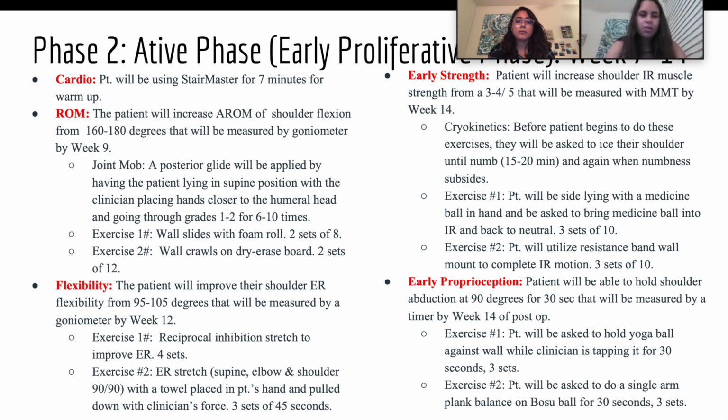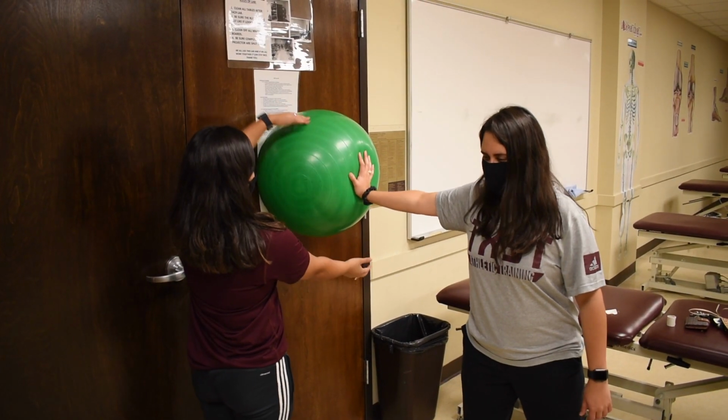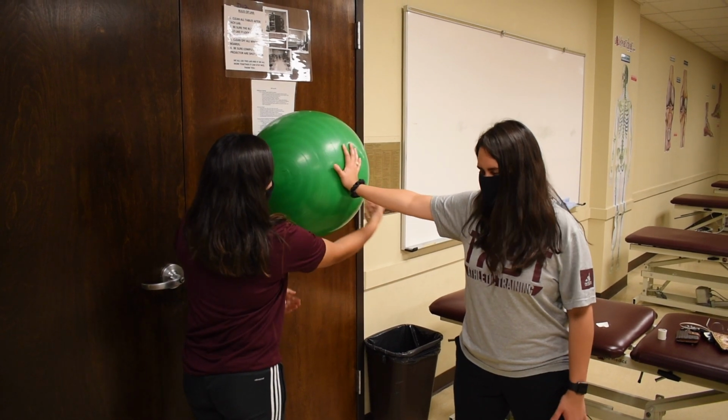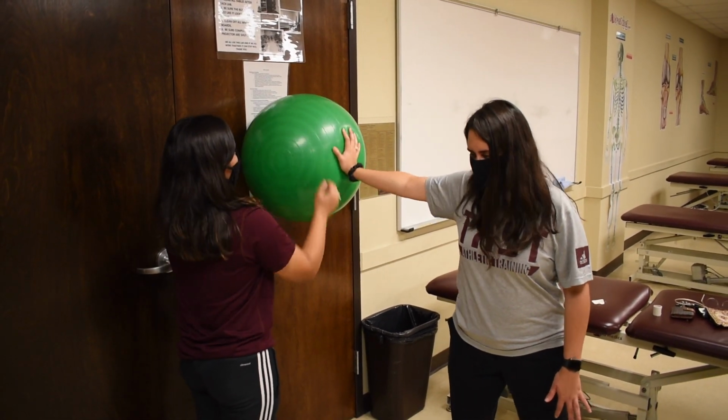For the early proprioception goal, the patient will be able to hold their shoulder abduction at 90 degrees for 30 seconds. That will be measured by a timer by week 14 post-op. Exercise 1 is that the patient will be asked to hold the yoga ball against a wall, with the clinician tapping it for 30 seconds, and they're going to do 3 sets of those.